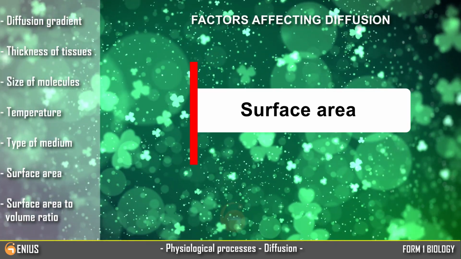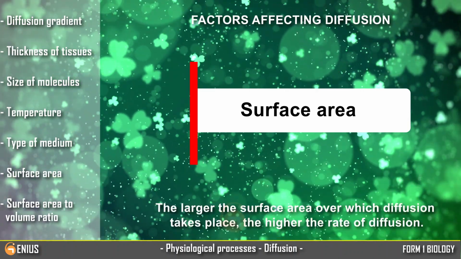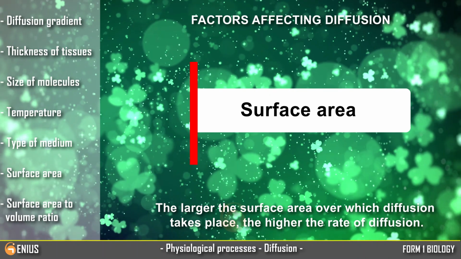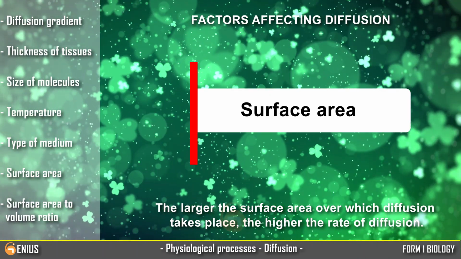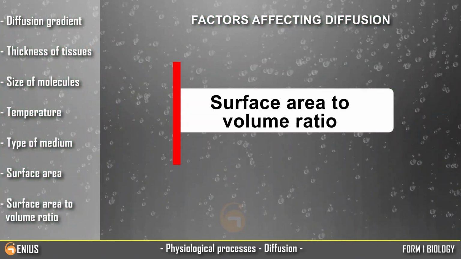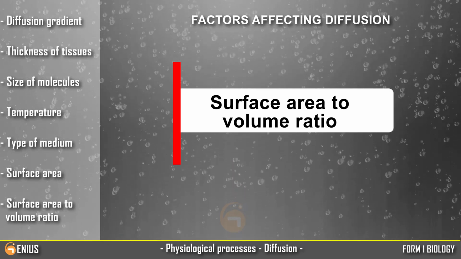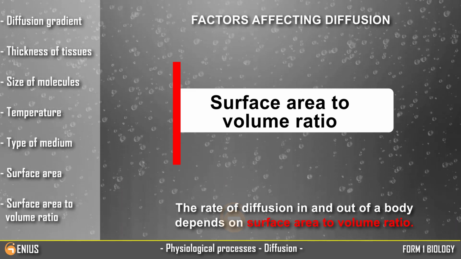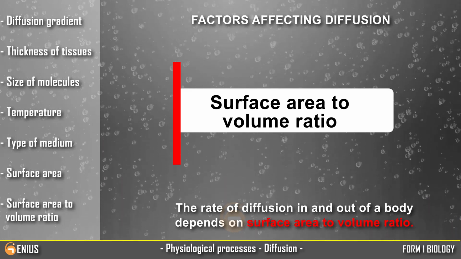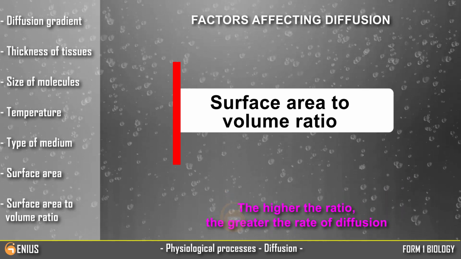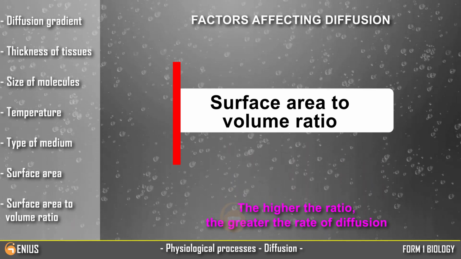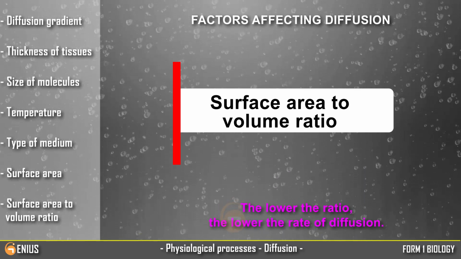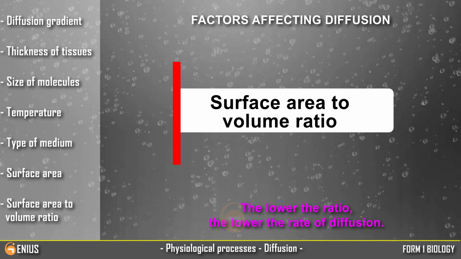Surface area. The larger the surface area over which diffusion takes place, the higher the rate of diffusion. Surface area to volume ratio. The rate of diffusion in and out of a body depends on surface area to volume ratio. The higher the ratio, the greater the rate of diffusion. The lower the ratio, the lower the rate of diffusion.